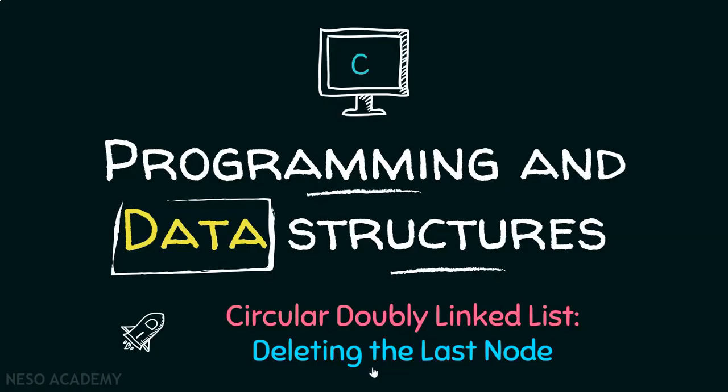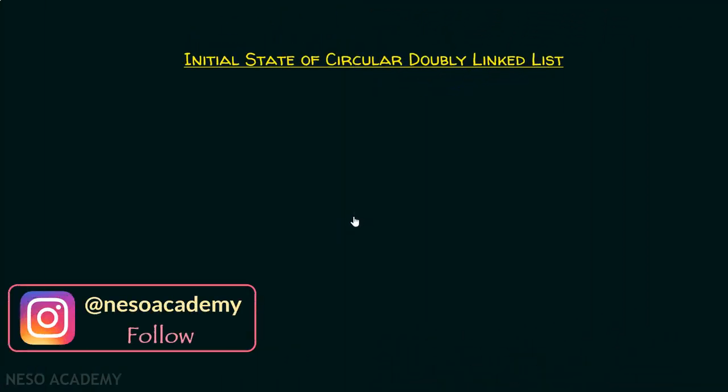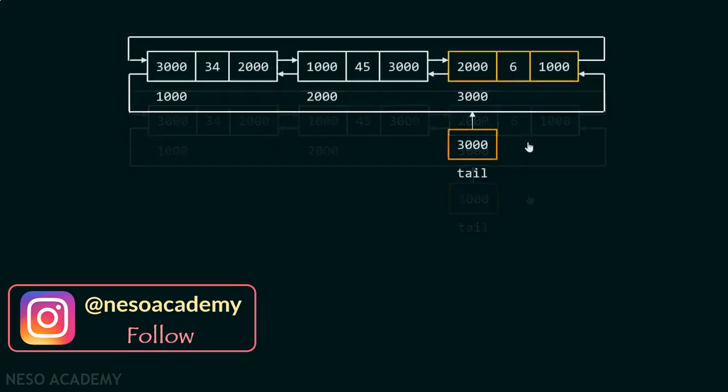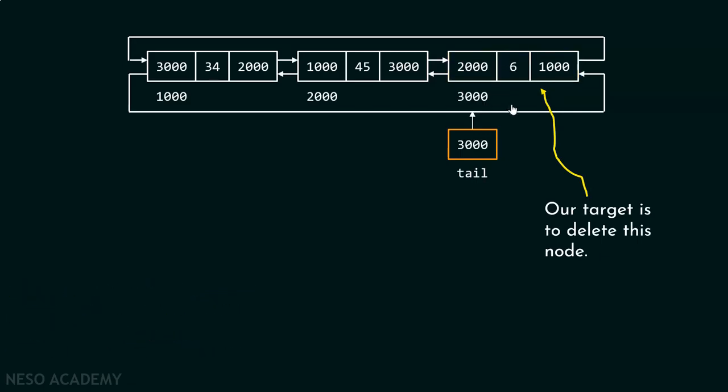In this presentation, we will learn how to delete the last node of the circular doubly linked list. So let's get started. Now here comes the initial state of the circular doubly linked list. Tail pointer is currently pointing to the last node of this list. Now, our target is to delete this particular node. We want to delete this node of the list, that is the last node of the list.